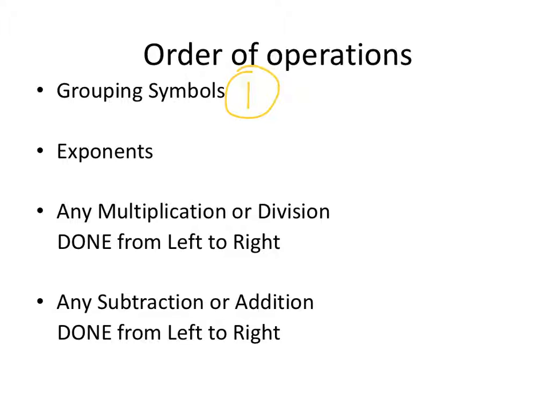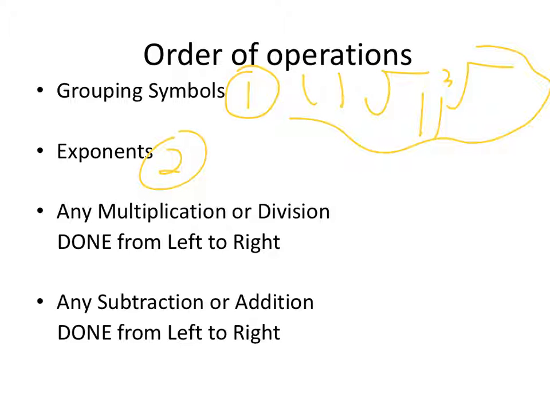And we'll talk a little bit more. That includes parentheses, square root, cube root, absolute value. All of those count as the first step. You've got to deal with them. And then your second step is your exponents. So there's 5 squared or -2 squared or any other exponent. That's the second thing you have to do.